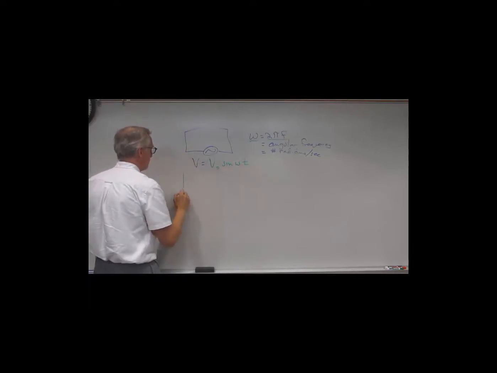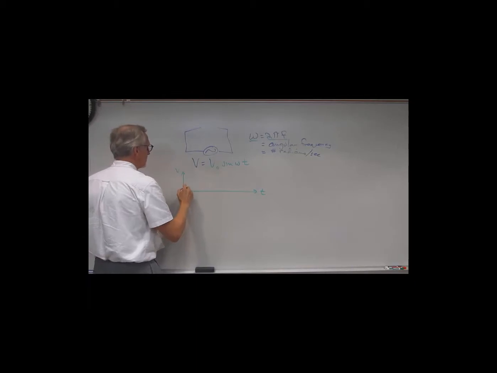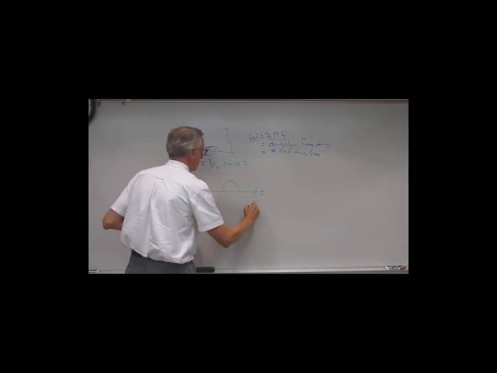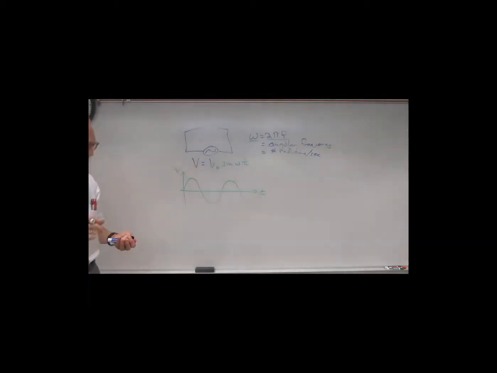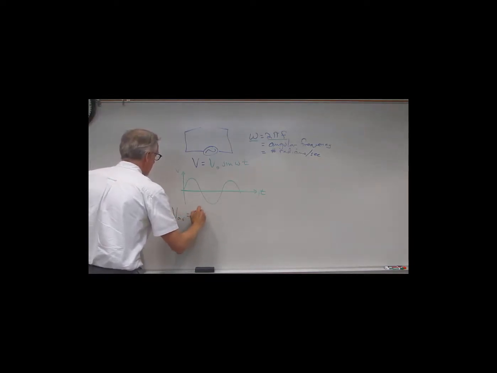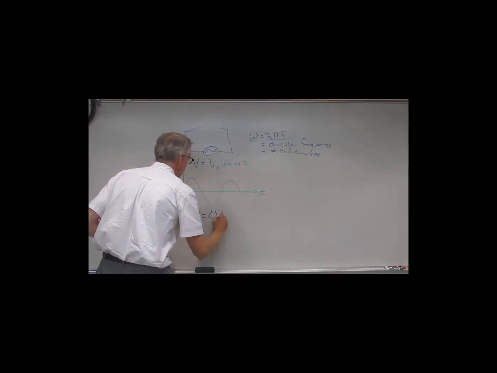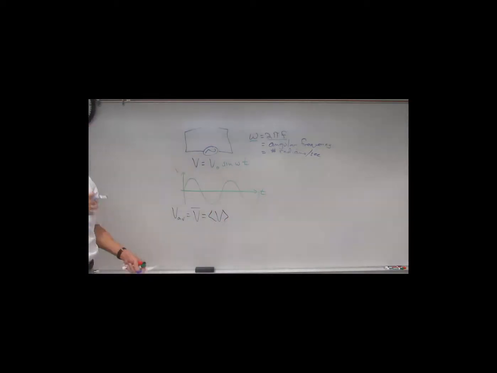So, to sketch this again as the function of t, V is going to look something like this. Now, what's the average value of our voltage? We might write this as V sub average, or V with a bar over it, or V in brackets. They all mean the average value. So if we look at this voltage over time, what's its average value going to be?